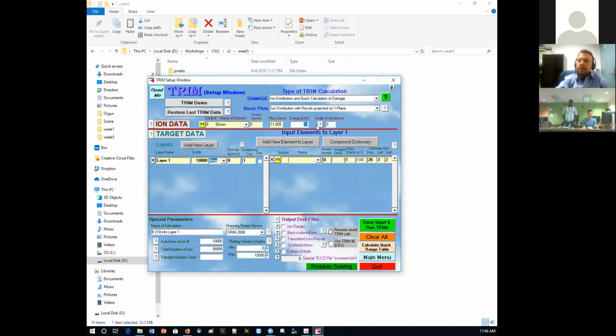Its energy needs to be increased. 10 kiloelectron volts is pretty low, so increase that to 100. But I don't want it to go too deep either. So we'll see. I don't know by heart.